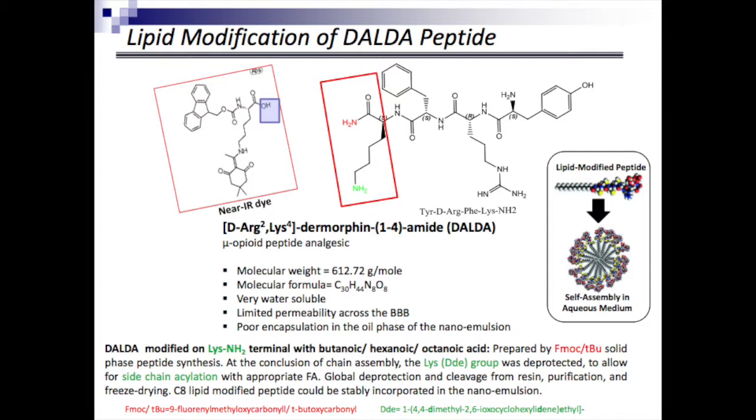So to do that, we looked at the chemical structure, and we saw that there were two different nitrogens, one in the epsilon amino group of the lysine residue, and we modified that epsilon amino group of the lysine residue with C2 up to C8 lipid tails. In that way, we could see whether these lipid-modified DALDA were soluble in oil, and we could make the emulsion. And we found that the C8 modified was able to dissolve very well in the oil phase of the emulsion, and also was able to retain the bioactivity as an analgesic peptide.